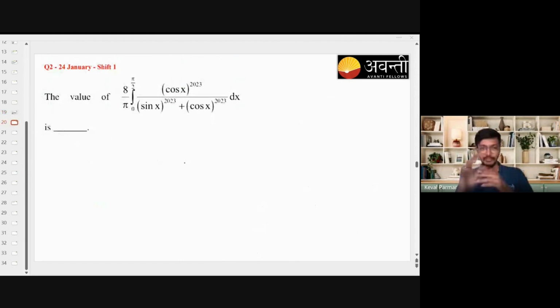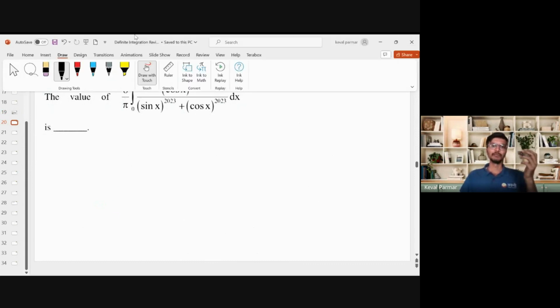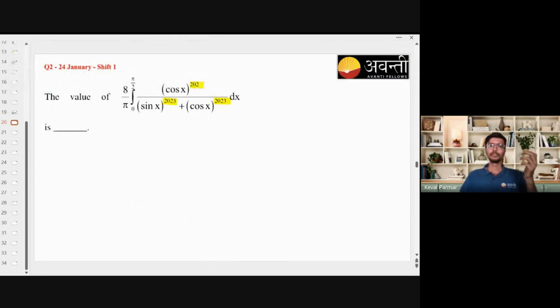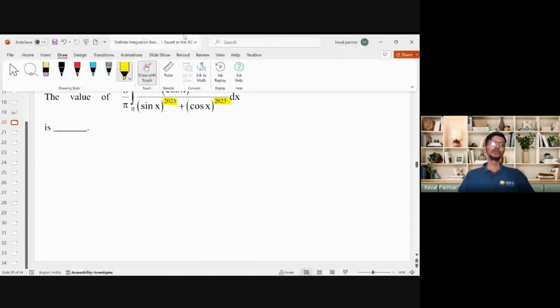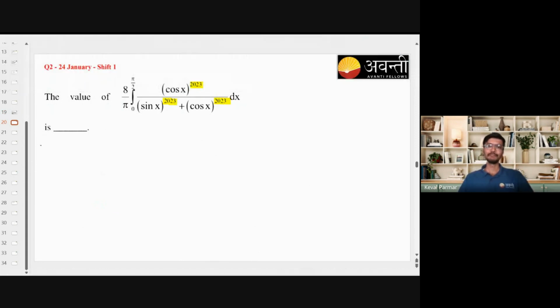So this is a very good question. Now please remember, whenever such a question comes where we have very high powers, see 2023, so this question obviously cannot be solved by indefinite integration. We need to solve by definite integration. So here we can use the King's property. So I is given 8 upon pi integration 0 to pi by 2 cos raised to the power 2023 upon sine raised to the power 2023 plus cos raised to the power 2023.